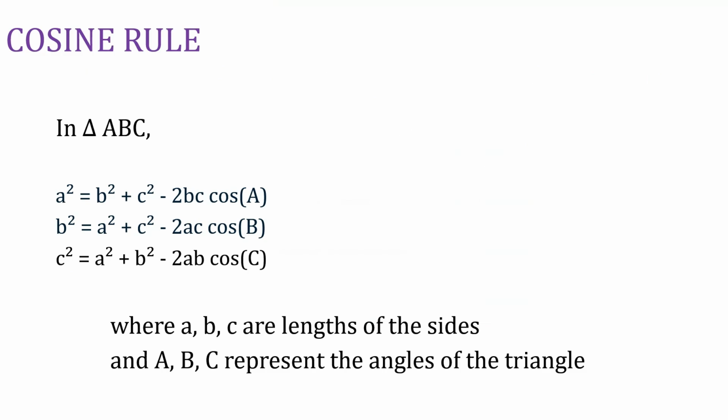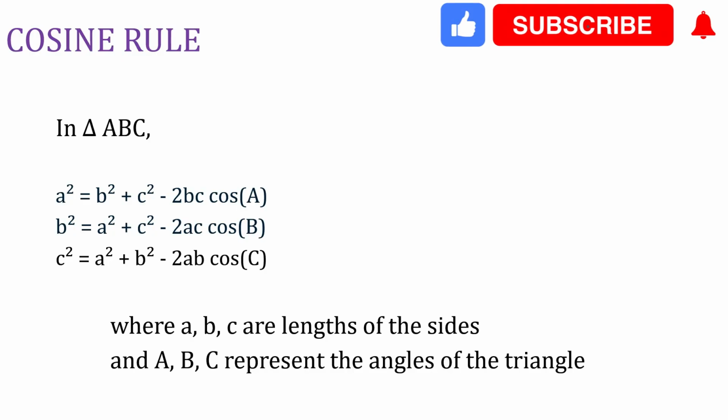Cosine rule. The cosine rule says that in a triangle ABC, a square is equal to b square plus c square minus 2bc cos A. Here, when we are trying to find the value of a, we'll use the other two sides, that is b and c, and the included angle, which is A. In a similar way, we can find for b and c also, where small a, b, c represent the sides of the triangle and capital A, B, C are the angles.